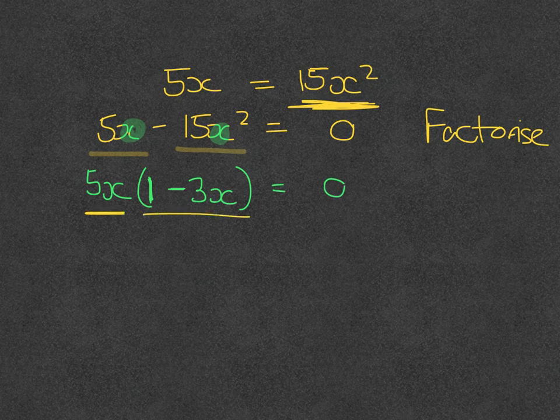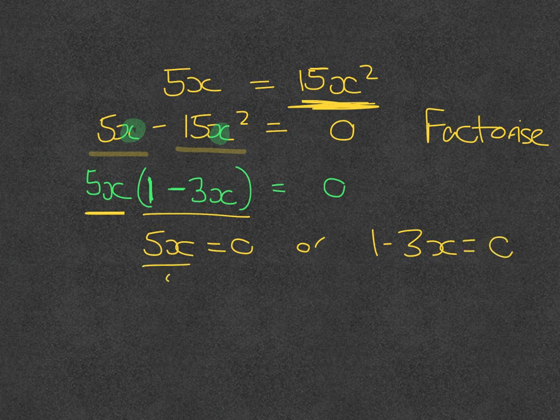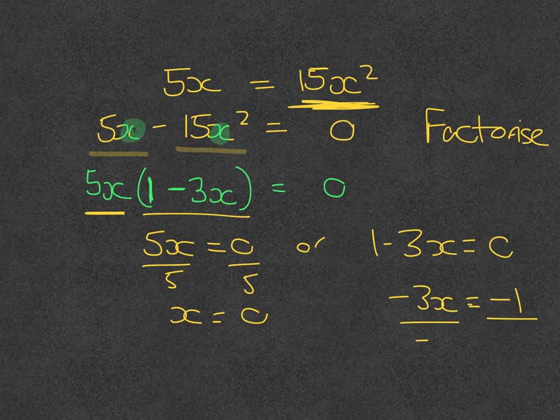So using the null factor law, we can go 5x equals 0, or 1 take 3x equals 0. And then we're going to divide both sides by 5. So we're going to get x equals 0, or negative 3x equals, now we want to get rid of the 1. So we're going to take it, and then we're going to get rid of the negative 3 by dividing. So we're going to get x, because a negative divided by a negative is a positive, equals 1 over 3. So we get x equals 0 or 1 over 3. So with these questions, you will always get two answers.